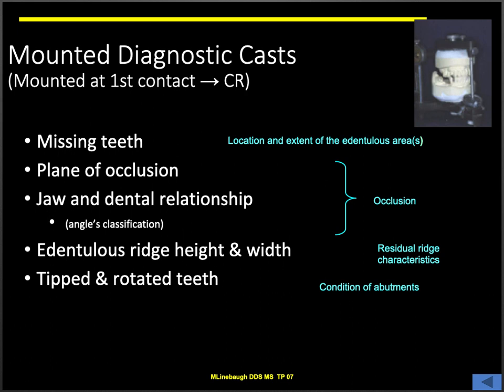Does it involve adjunct therapy like enameloplasty, or does it involve changing the vertical dimension? That will give you a different classification, correct? And then the final one is to see if any tooth is tipping or rotated.